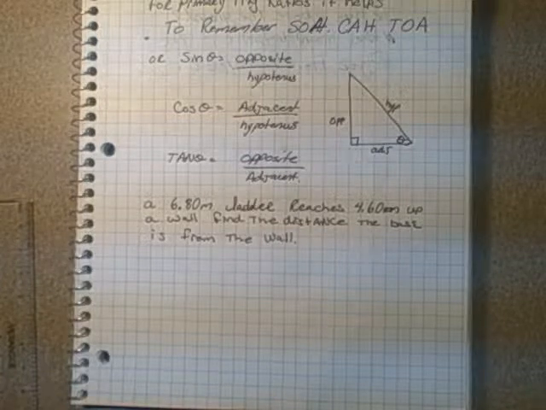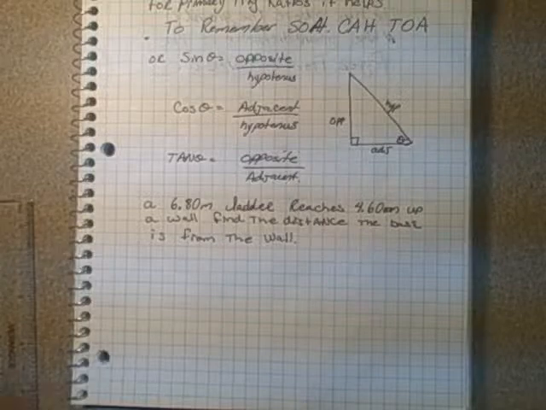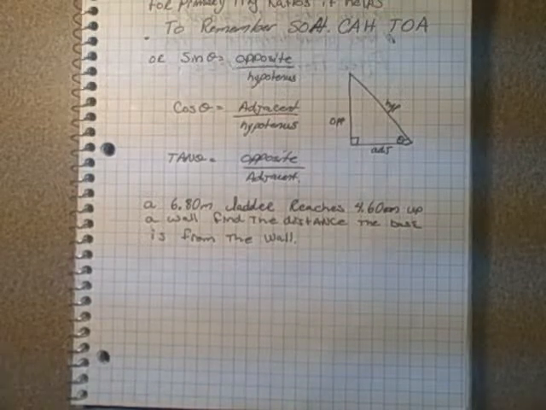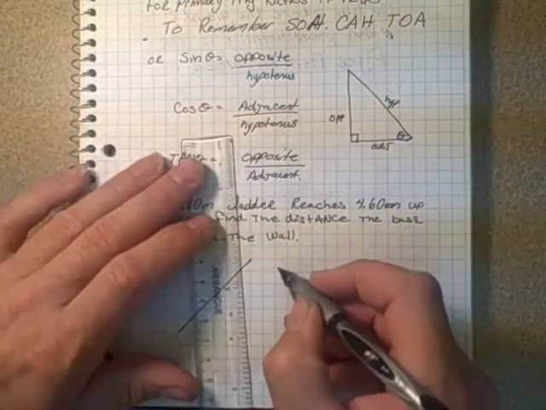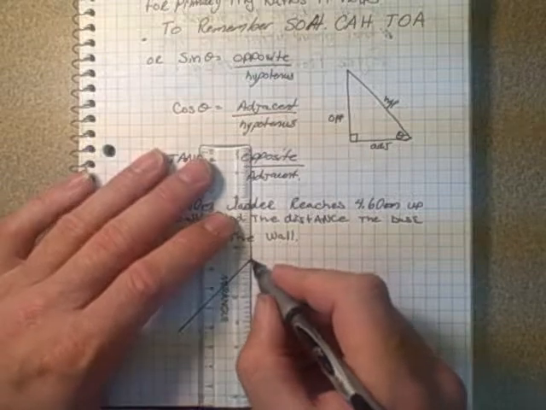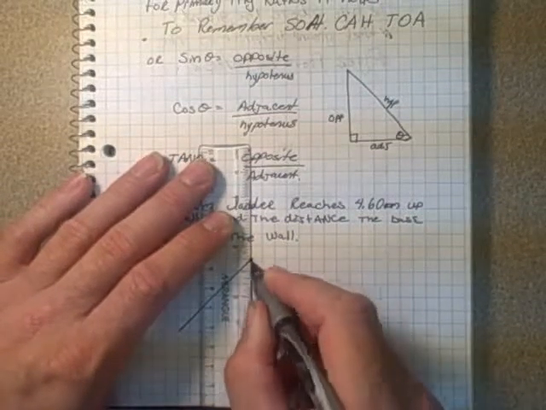A 6.80 meter ladder reaches 4.6 meters up a wall. Find the distance that the base is from the wall. Fairly simple question. Draw a picture, always. So here's our ladder on the wall. And we're going to need our calculator to find, or a table of values for our trig ratios, which is in the back of your textbook if you don't have a calculator.